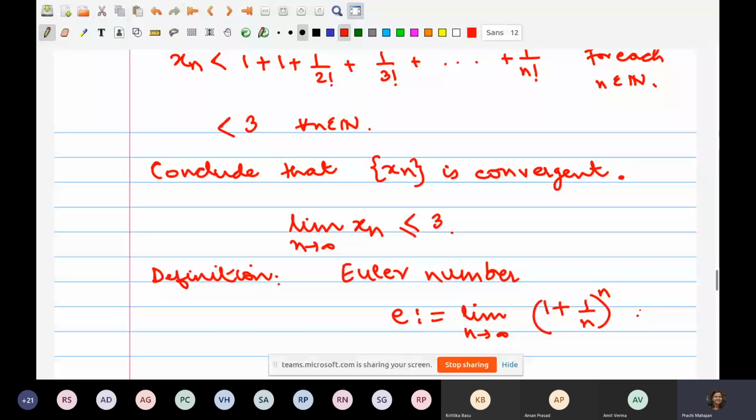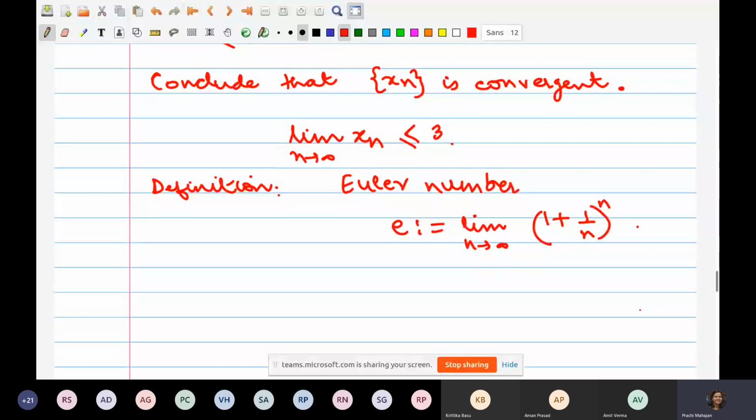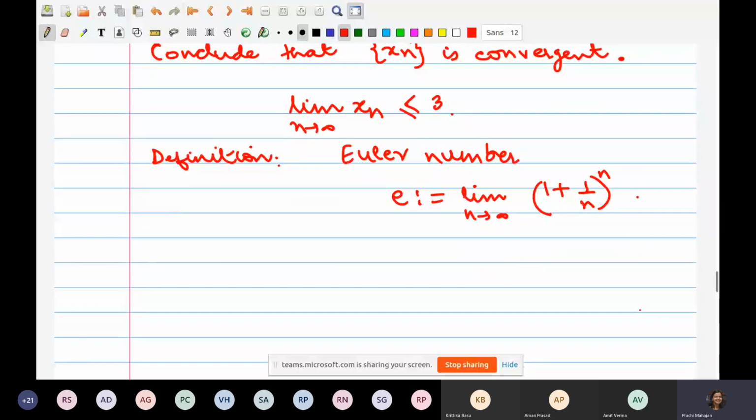Excellent. All right. So before going ahead, let me take up one more example on the monotone convergence theorem, because I think we've been not doing any examples and just stating results. So let's do one more. Let's consider the sequence defined like this. I'm defining it recursively.